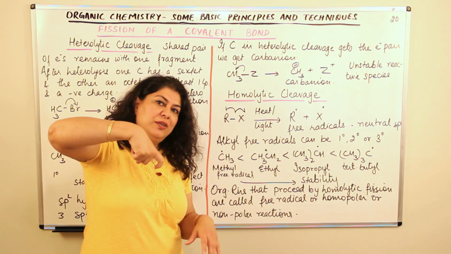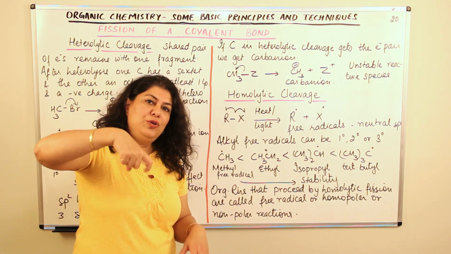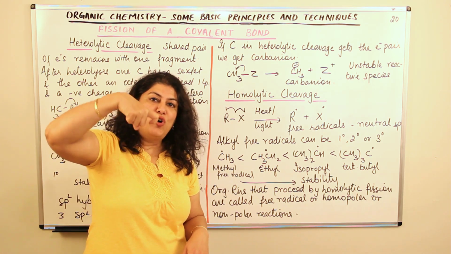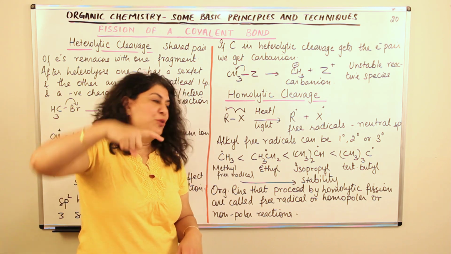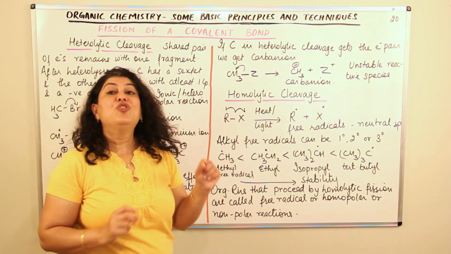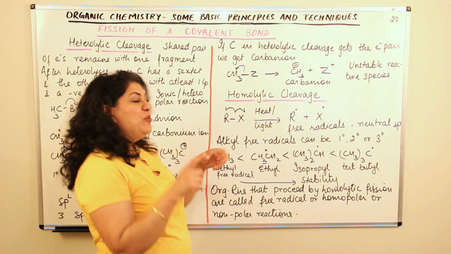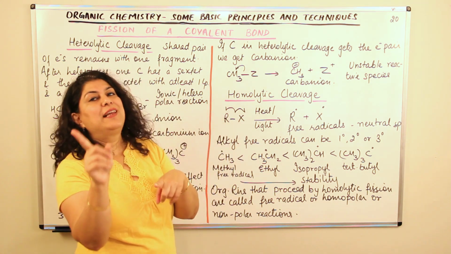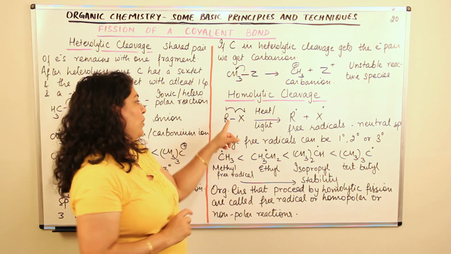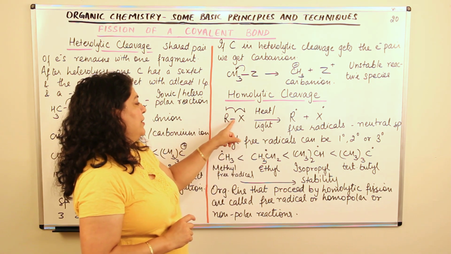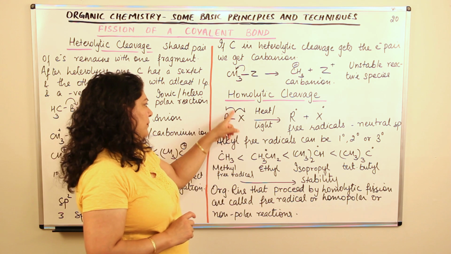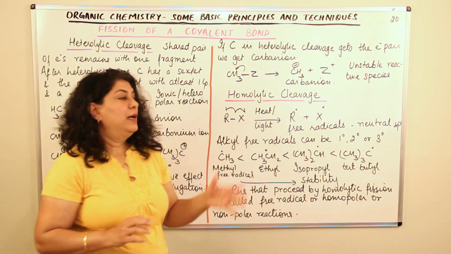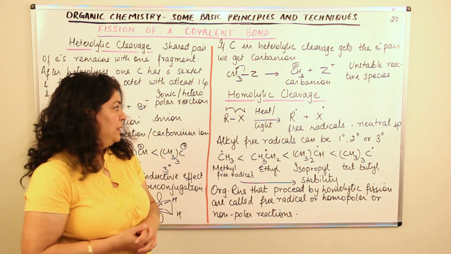They are like a fish hook, like you've seen fishermen try to catch fish with the help of a hook. So that is a curved hook, and therefore these are known as fish hook arrows. The single hooks mean that a single electron is going to each side. 1 electron of this covalent bond goes to the methyl group and the other electron goes to the other atom, whatever the other atom is.